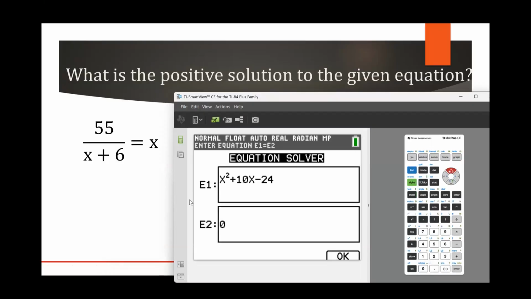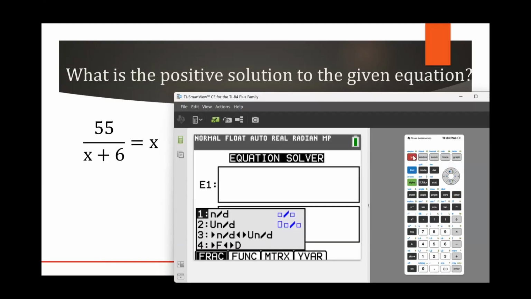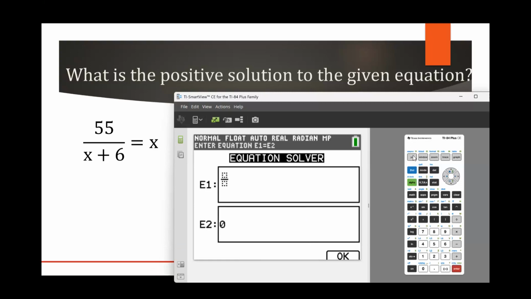But if I press the up arrow to get back on top of E1, I can type E1 in. Now it's a fraction, right? So there's 2 ways to get the fraction. One way is to press alpha and y equals and choose the first choice, numerator over denominator. Or on the 84 Plus CE, it's kind of cool if you go alpha and then the variable key. Either way, we can type in the left-hand side, which is 55 over x plus 6.